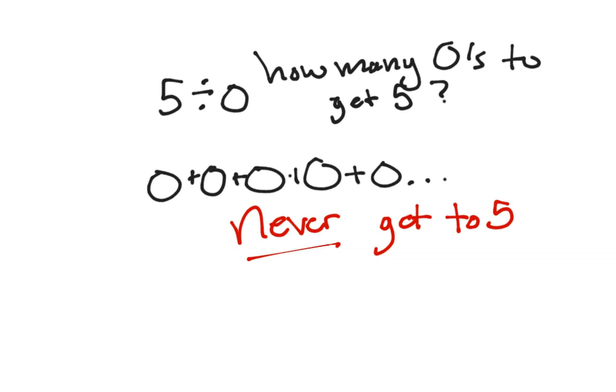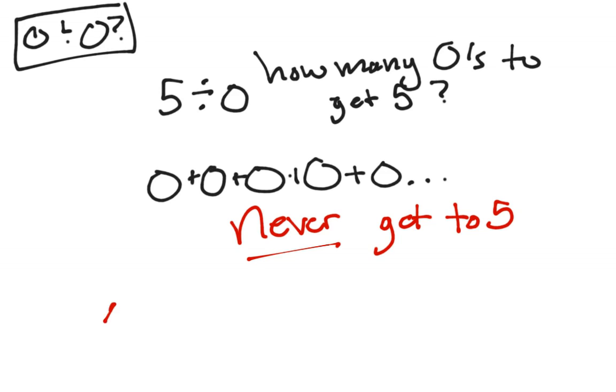We can never get to any number with zeros. And if you're curious about, well, what about 0 divided by 0? That's for another video, but it's an interesting question. What you need to know is that whenever you divide by 0, it's undefined. So divide by 0 means undefined. And this is the heart of extraneous solutions.